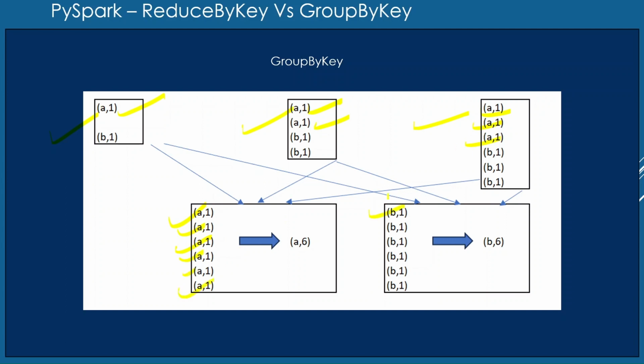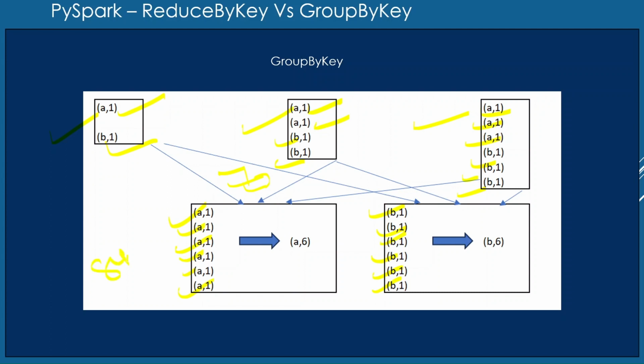Same for the B key: this B1 is coming from this partition, this B1 and B2 are coming from this partition, and these three records of the B key, B1, B3, are coming from this partition. So this raw data is going to shuffle. If the data is very big, then this shuffling process is going to take more time and consume more space, and the shuffling process becomes very slow. And when the shuffling has completed, then it uses the aggregate function.